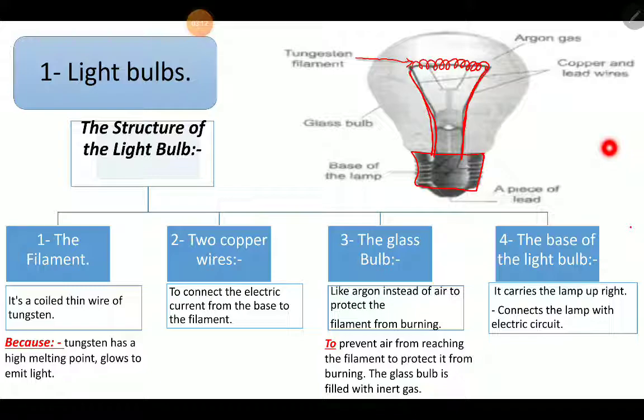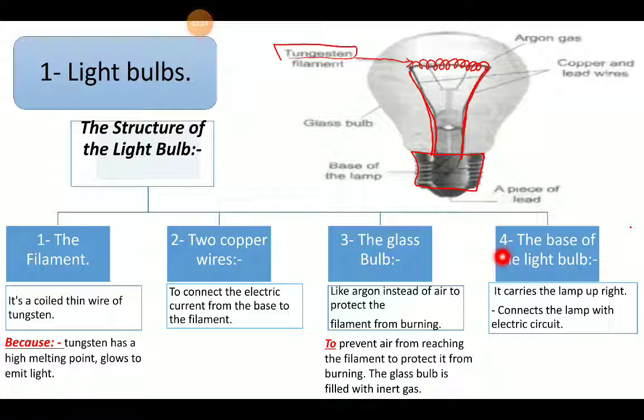The filament is made of tungsten because it has a high melting point that prevents the melting of the filament at high temperature.